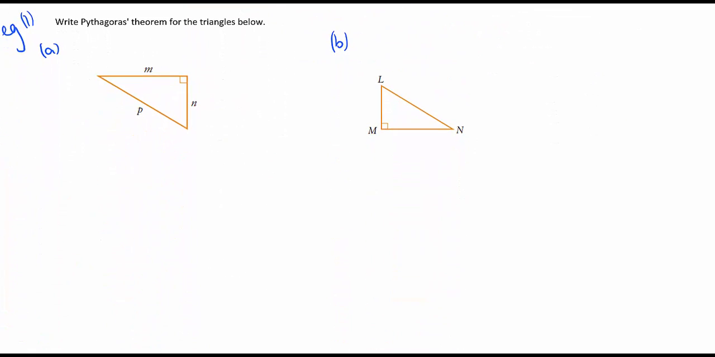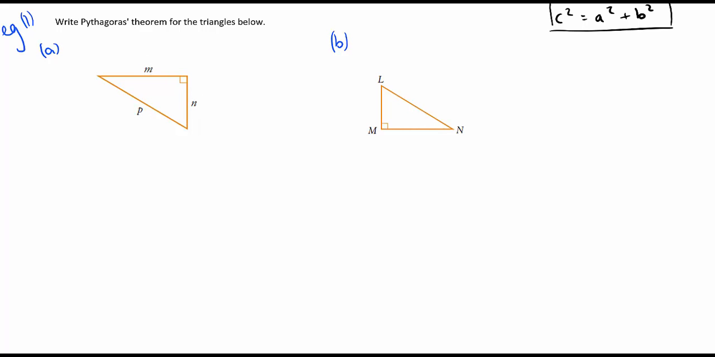This says write Pythagoras' theorem for the triangles below. I'm just going to put Pythagoras' theorem up here. This is what we need to use. We're not solving anything, we're not finding the length of a side yet, we're just writing Pythagoras' theorem for the triangles we've been given. So part A, I've got P, M, and N.